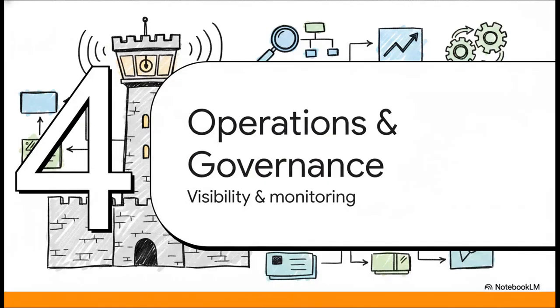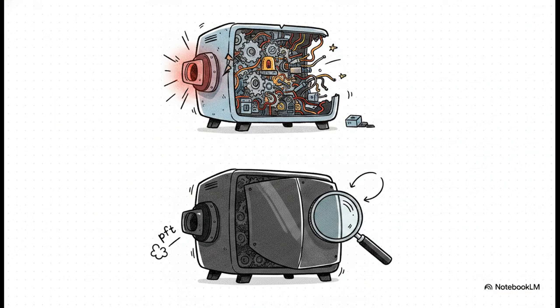Finally, the watchtower of our fortress. Layer 4, operations and governance. Let's talk visibility, monitoring, and configurations. First things first, misconfigurations are an incredibly common, devastating risk. If you leave debug mode on in production, you are literally handing attackers a roadmap to your vulnerabilities by exposing server versions and full-stack traces.